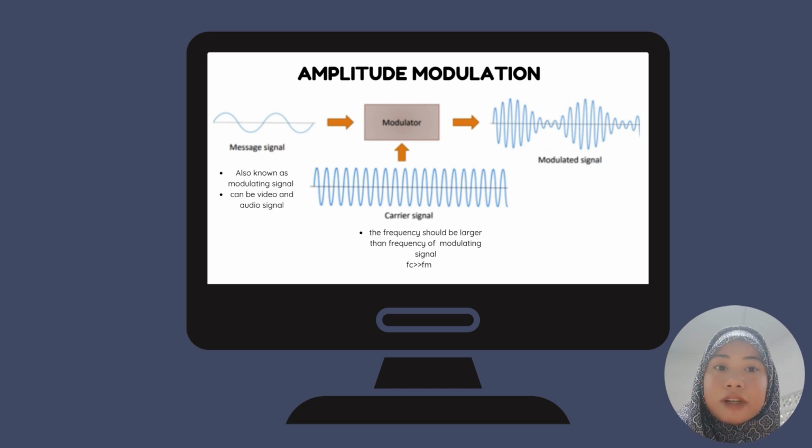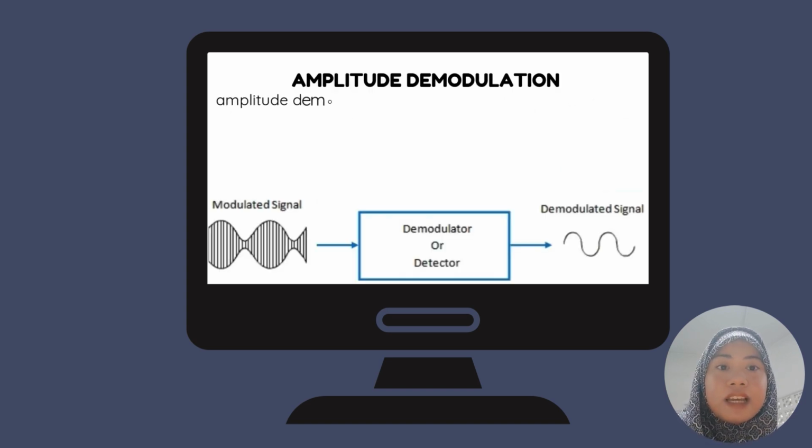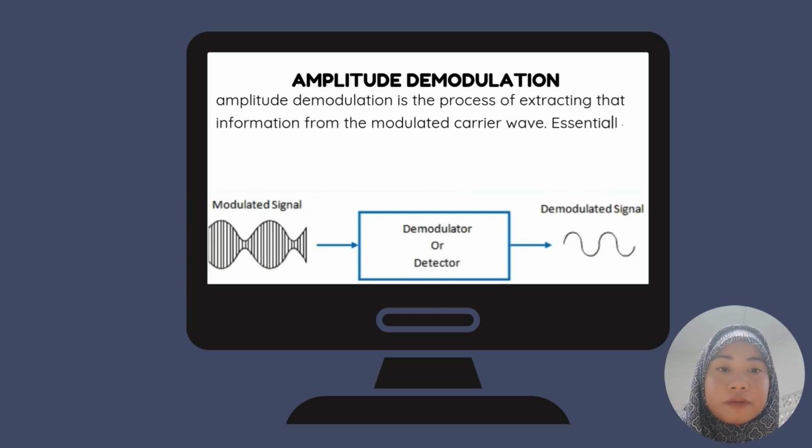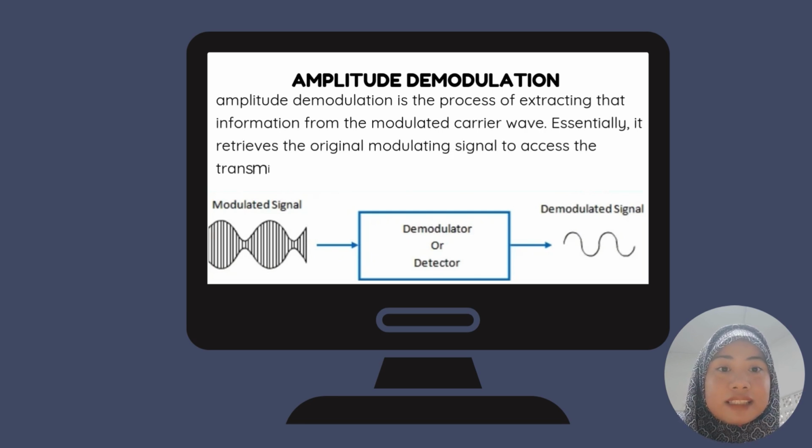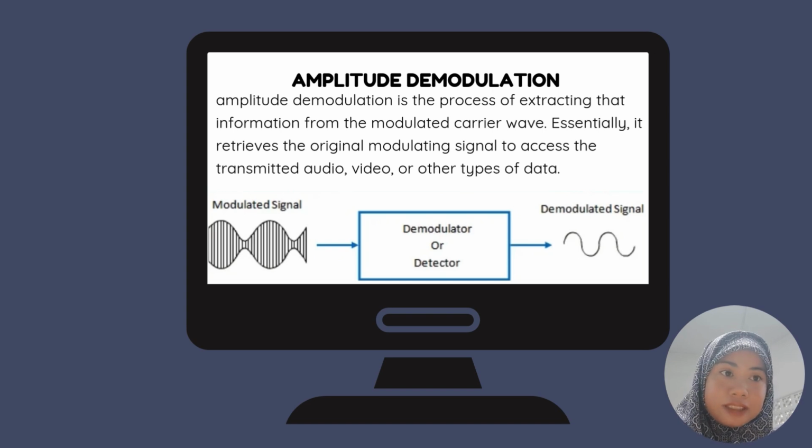Now, let's talk about amplitude demodulation. Amplitude demodulation is a process of extracting the information from the modulated carrier wave. Essentially, it retrieves the original modulating signal to access the transmitted audio, video, or other types of data.